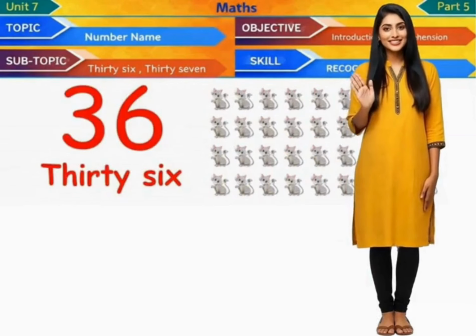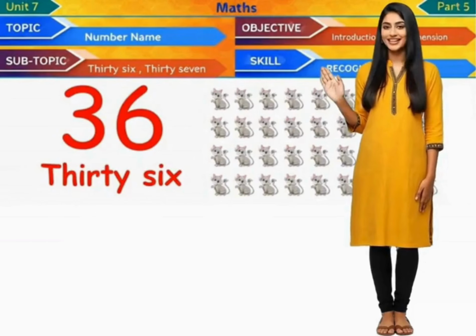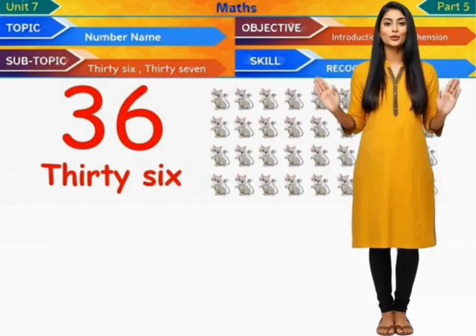Children, the number 36 is made by combining 3 and 6 together. Practice writing it carefully in your notebook.